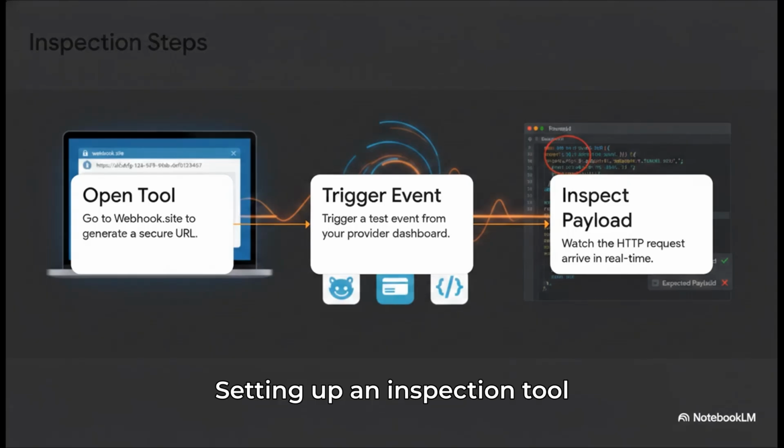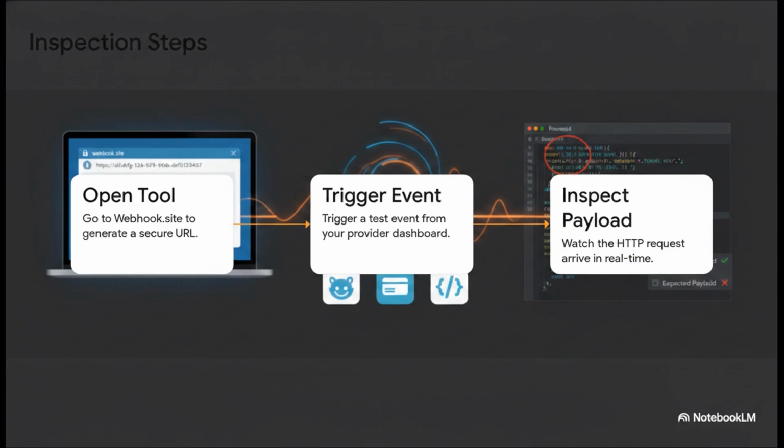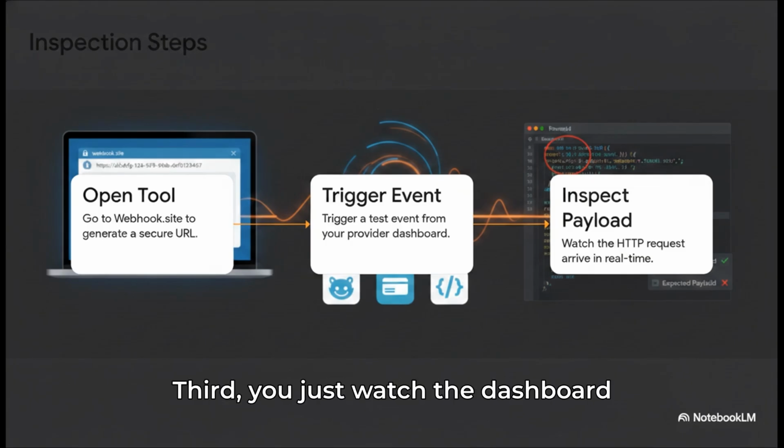Setting up an inspection tool doesn't have to be some massive engineering project. You can use a frictionless, zero-account tool like webhook.site. It's super simple. First, you just open the site to instantly generate a unique, secure public URL. Second, take that URL, plug it into your provider's dashboard, say Stripe's test node or Postman, and trigger a test event. Third, you just watch the dashboard as it catches the incoming HTTP request in real time.